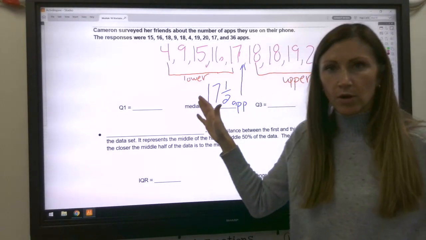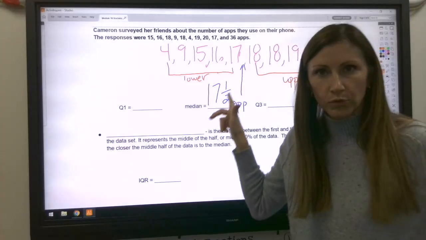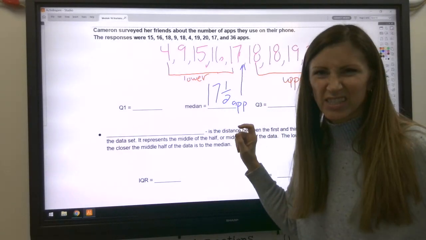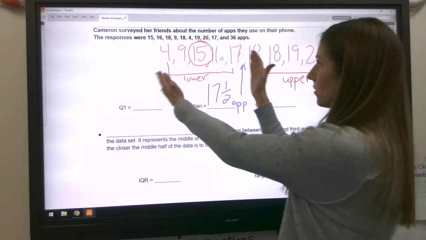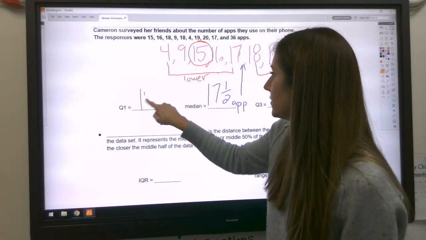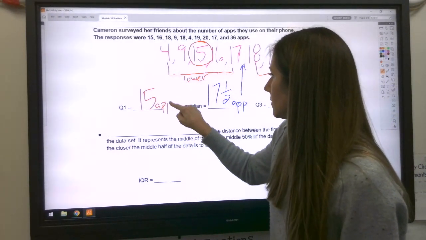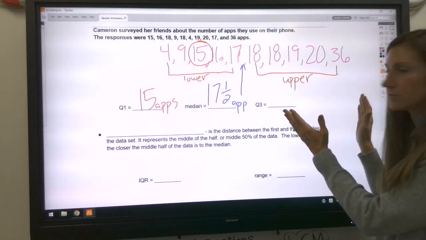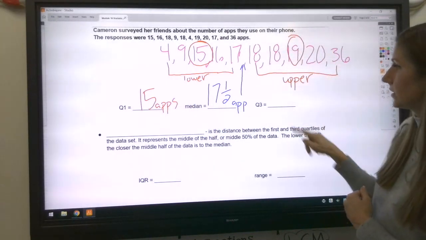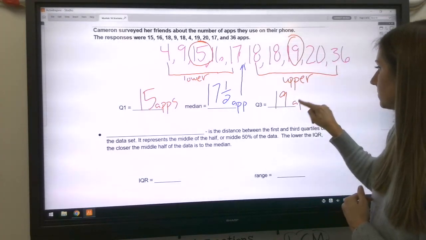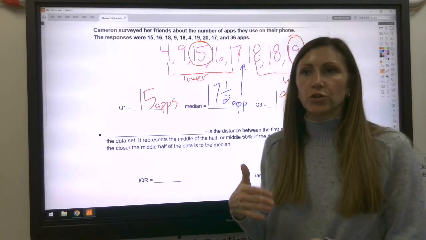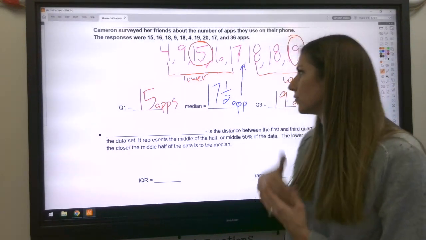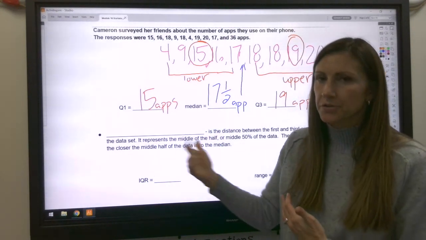And the middle of the lower is going to be our quartile 1. What do you think it is? This one's easy because there's a number right in the middle. There it is, 15. The middle of the lower is 15 apps. And then what about the upper? 19 apps. Great, so those are just a few additional measures: mean, median, mode, range, quartiles.